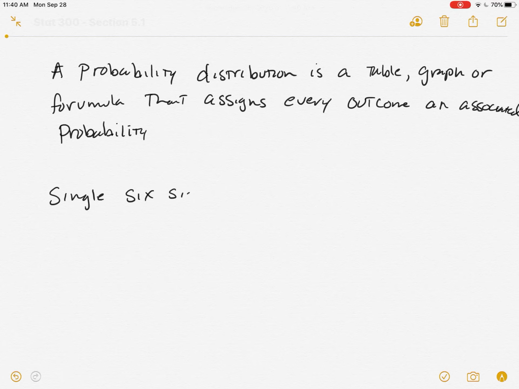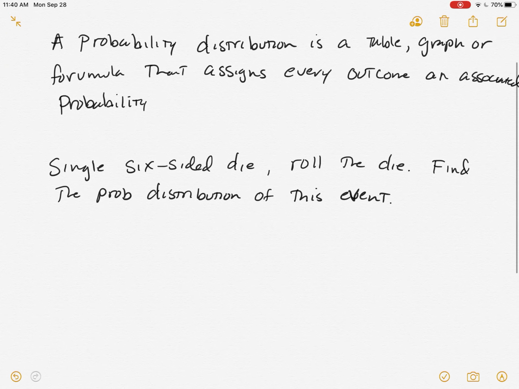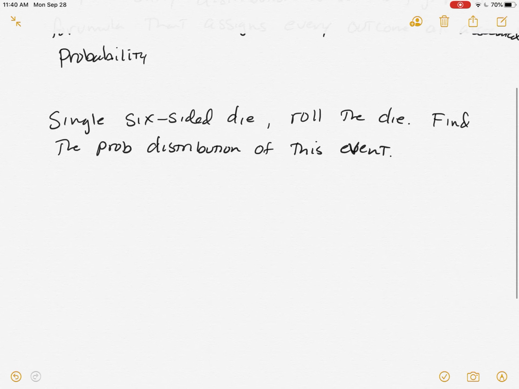6-sided die. And we're going to roll that die. Now, we want to find the probability distribution of this event. Easily done if we know the definition. Right? So this is one that you and I could come up with. So let's go do it.